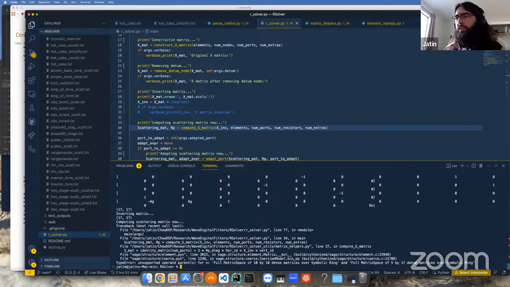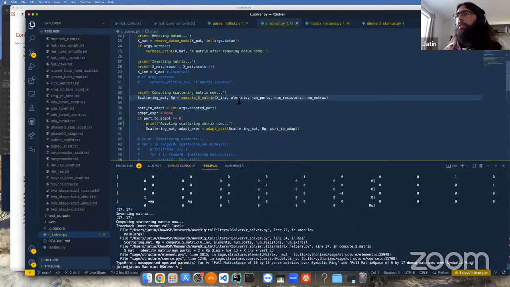Let's try that again. Okay. Unsupported operand for parents. Full matrix space of 10 by 10 dense matrices over symbolic ring, and full matrix space of 5 by 7 dense matrices over symbolic ring. And that seems to be coming from here.